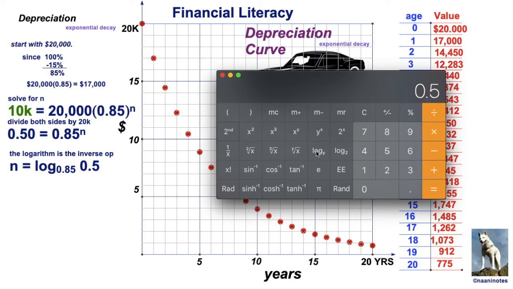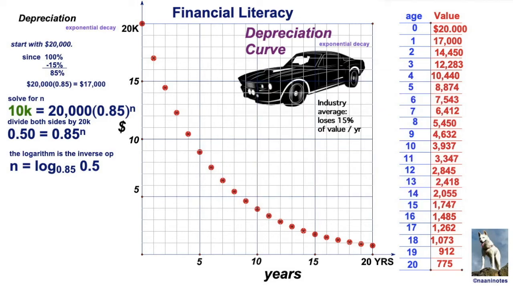0.5 log 0.85 equals, boom, shakalaka. Oh. All right, let's do that again. I've got to stop messing up. 0.5 log 0.85 there. 4.27 years. Wow.